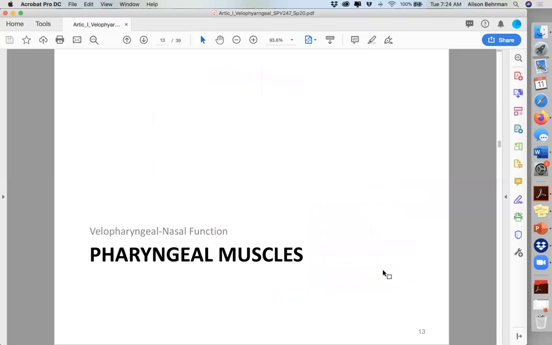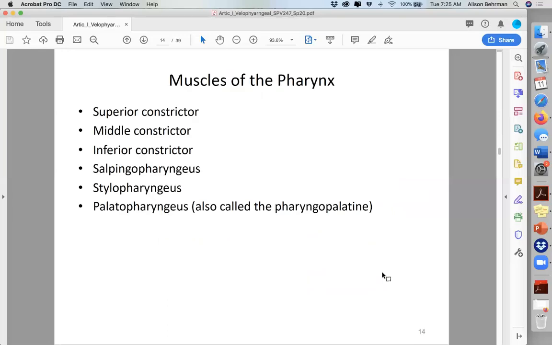Okay, let's look at the pharyngeal muscles. There are 6 muscles of the pharynx. Know each one of these. That is, what happens when each of them contracts, what their function is. And do make a good effort at learning how to spell them. I know that some of these names are absolutely tortuous to spell, whether or not English is your native language. I don't make these up, guys.